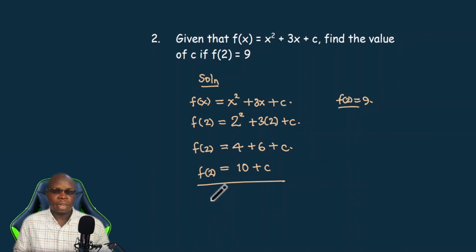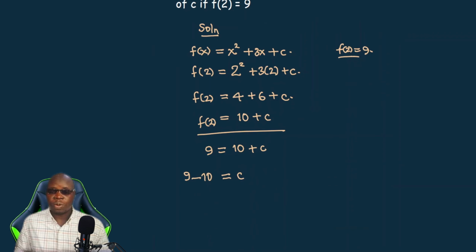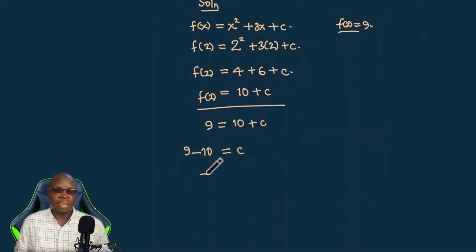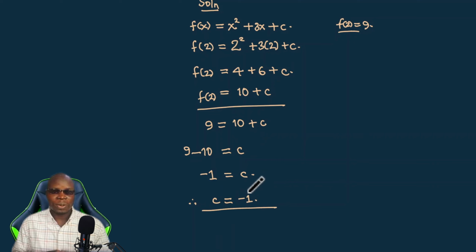Now we have 9 equals 10 plus c. So let's subtract 10 from both sides. So simply 9 minus 10 equals c. So when you subtract, of course, a big number from a small one, you get negative. And finally, we have here -1 equals c. Therefore, the value of c is just -1. Isn't that simple? So you can see functions are really very interesting and they're very easy.